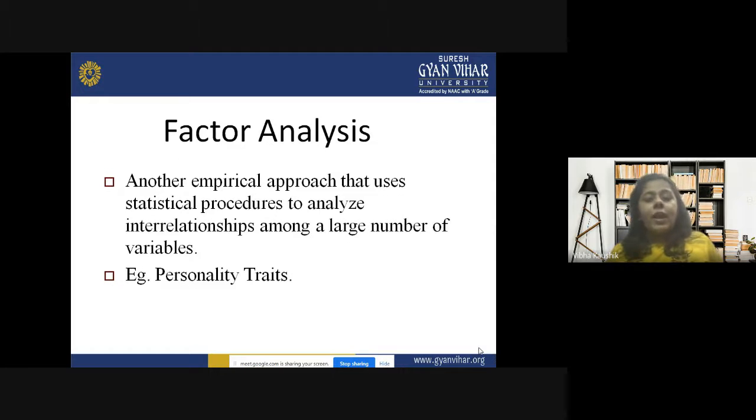Now, factor analysis, another empirical approach that uses statistical procedures to analyze interrelationships among a large number of variables. When we have to analyze interrelationships among a large number of variables, for that we are using a statistical procedure that is called factor analysis. Example, personality traits.